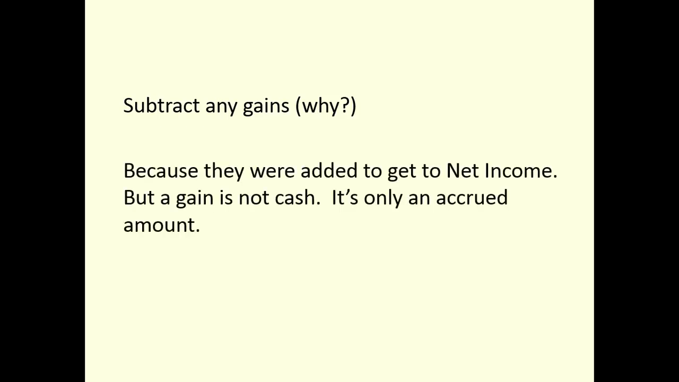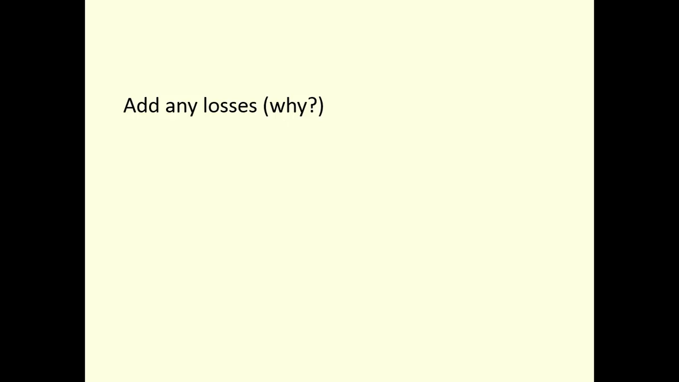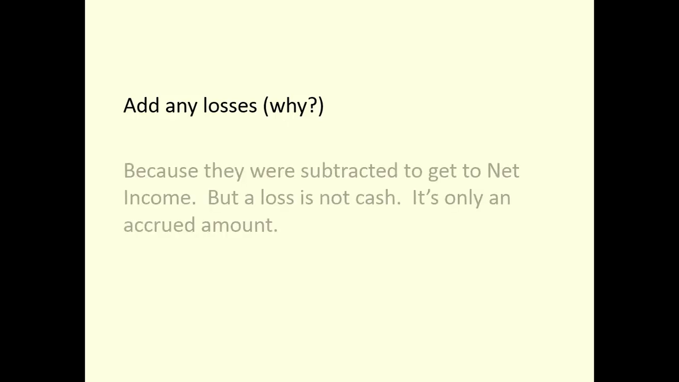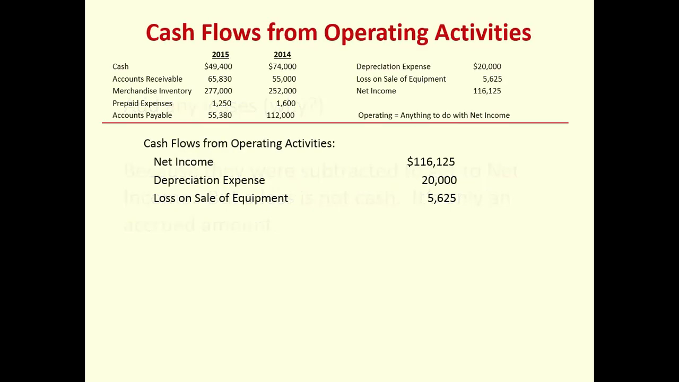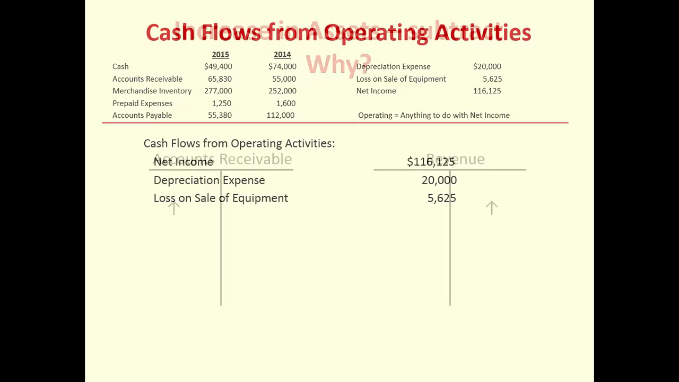And why? Because a gain would have been added to get to net income. So net income's higher, but a gain is not cash. It's an accrual. I'm going to add a loss, same logic. It was subtracted to get to net income, but it's not cash. It's an accrual. So I add it back in. So I start with net income, add back the non-cash expenses, depreciation expense, add back the loss, because I'm getting from net income to cash.